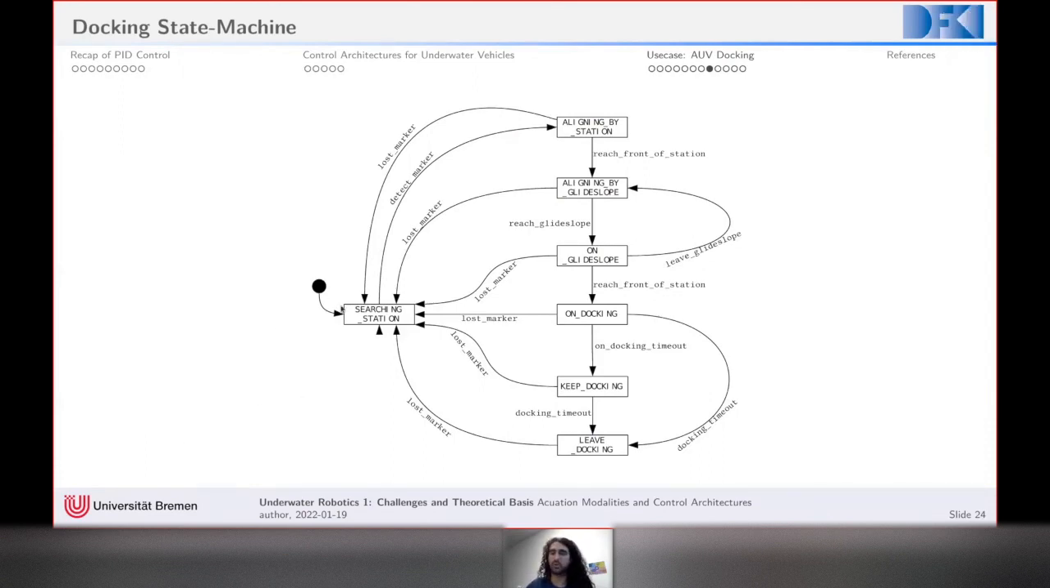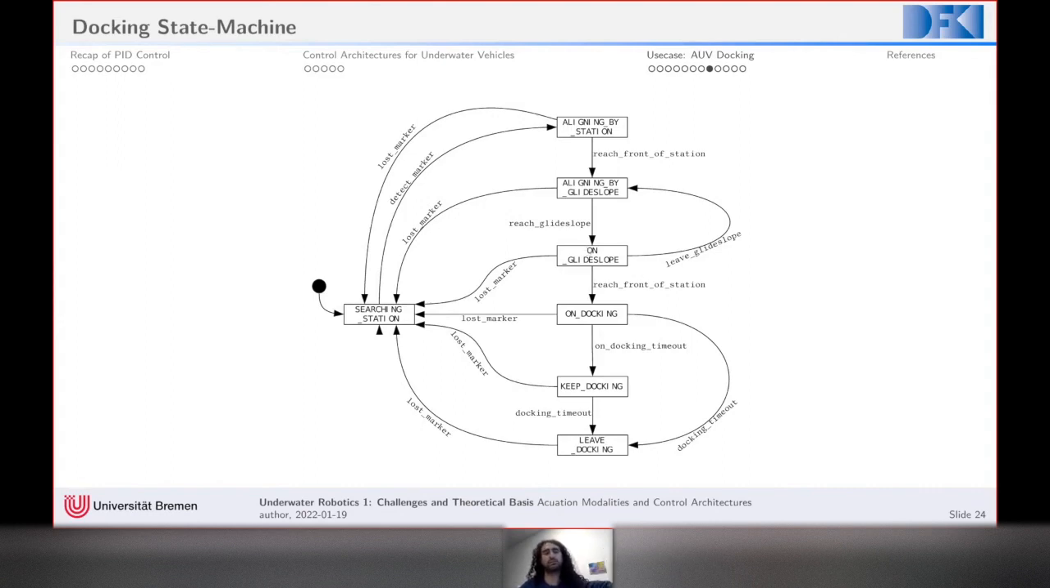So whenever we want to start docking, or whenever we see a marker, we go to a state which is searching for the station. If you detect a marker, then you go into the aligning phase. Once we are aligned in this green zone, and we can see the marker in front of us, as I said, then we go to aligning by the glide slope. So we are on the midpoint of this green path. And if we are on the glide slope, then we are also pushing the robot forward.